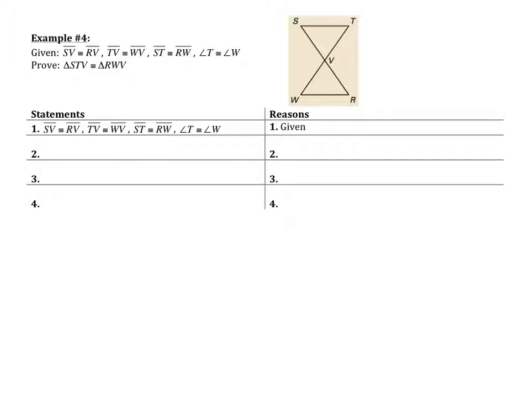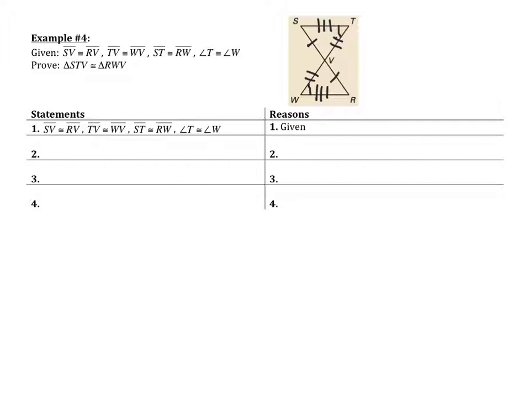We are given that segment SV and RV are congruent, so I will mark that on my diagram. I'm also told that segment TV is congruent to segment WV, so I'll use two tick marks to show that TV is congruent to WV. I also know that segment ST and RW are congruent, so I'll show that with tick marks on my diagram. I also know that angle T is congruent to angle W. And what I want to prove is that triangle STV is congruent to triangle RWV.